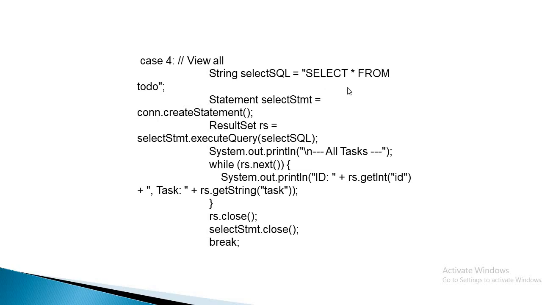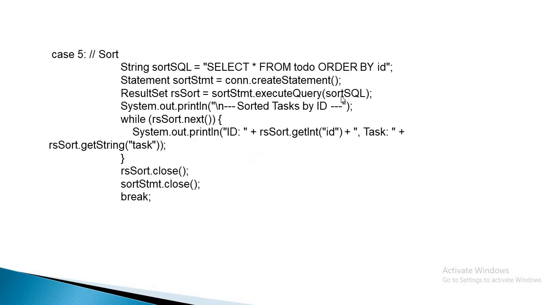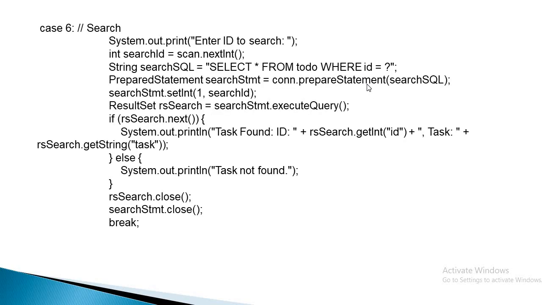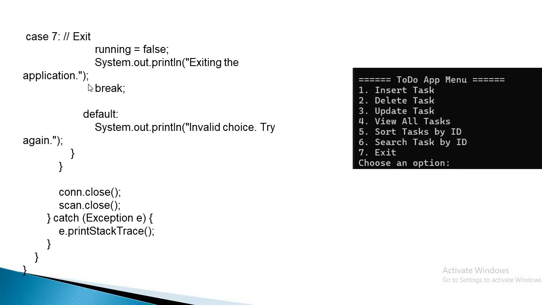This one is mainly to view all the values in the table. Finally, we can sort by ID: select star from table name order by ID. Then we can also search: select star from table name where ID equals a value, for a particular row. Finally we can exit. So these are the possible menus in the to-do app. Finally we have to close the connection and the scanner.